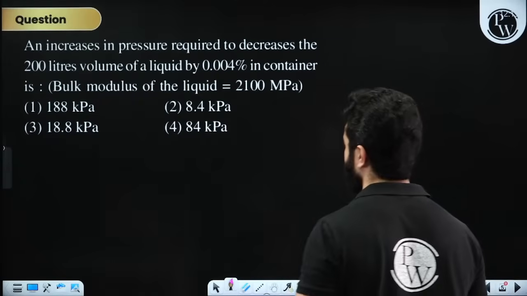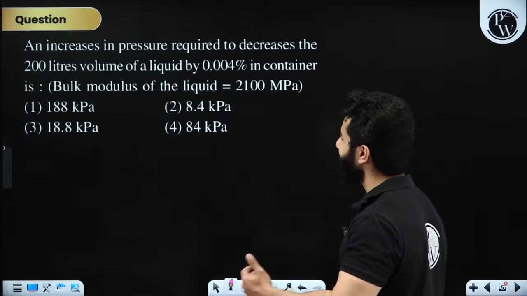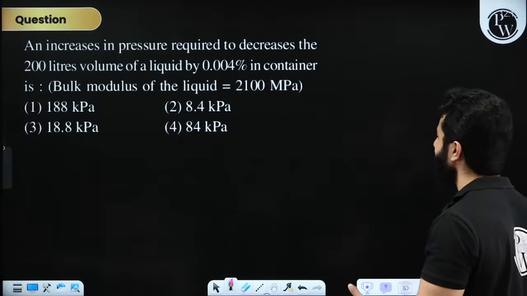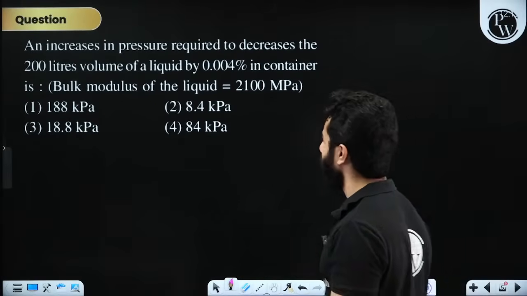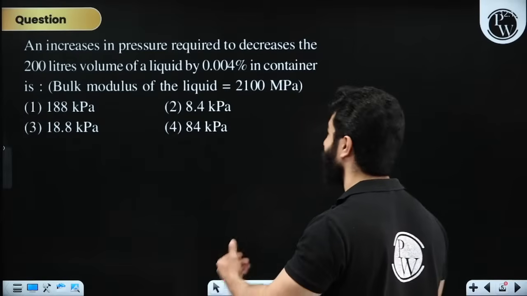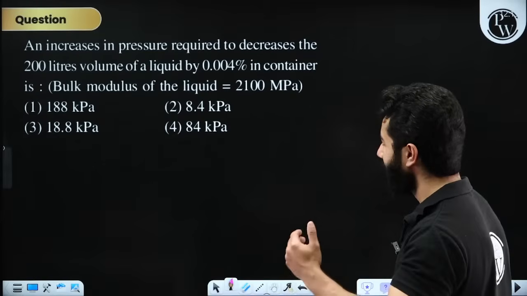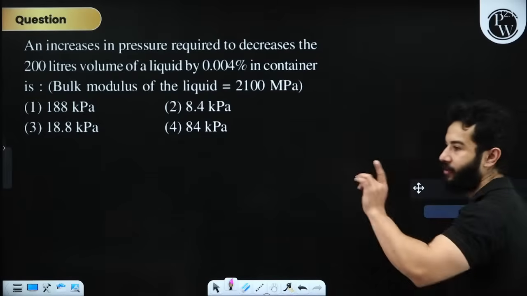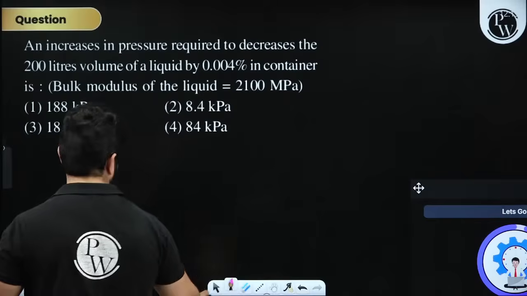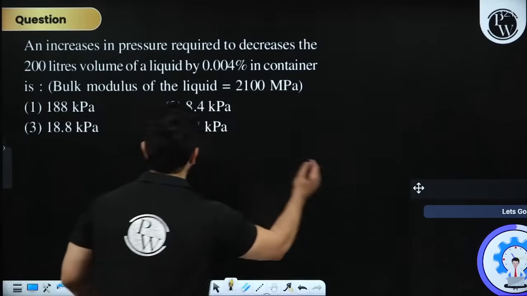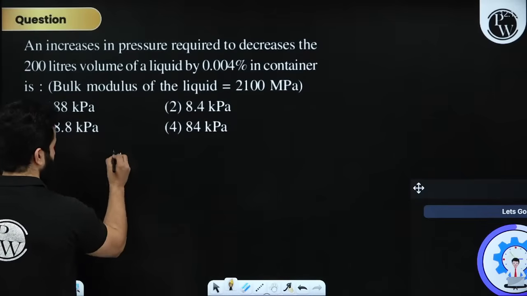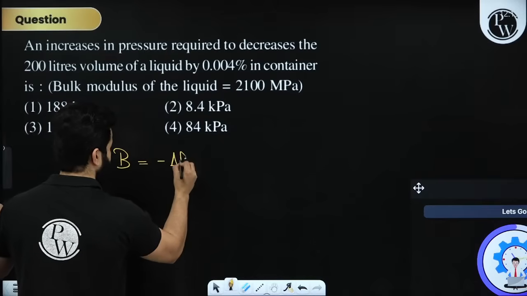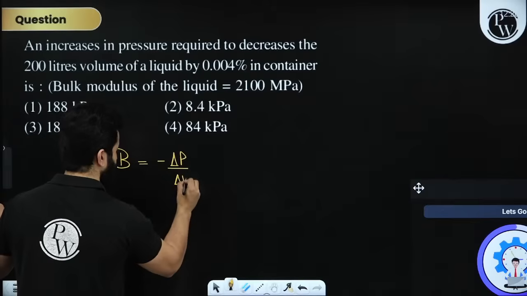Now let's look at this problem. An increase in pressure, this is not increases, an increase in pressure required to decrease the 200 liters of volume of a liquid by 0.004 percentage in a container. Bulk modulus is given. 60 seconds is your time. Let's start, my dear friends. In this particular problem, please remember that you are going to use the formula of bulk modulus as minus del P divided by del V by V.